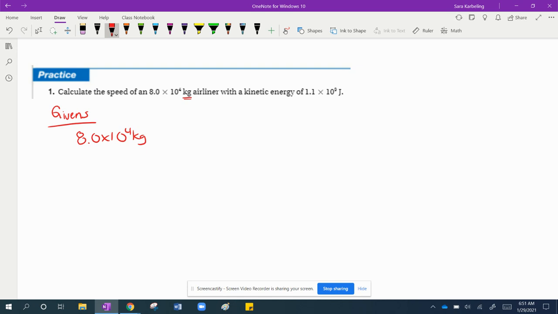That kilograms is going to jog my memory and say, oh yeah, kilograms is a measure of mass. And then this one says that it has a kinetic energy, so that's E sub k of 1.1 times 10 to the 9th joules. Those are the two things I know, and our unknown in this one kind of hit at the beginning of the problem. It says calculate the speed. I'm going to interpret that as a velocity. Remember, speed is just velocity without a direction. So we're going to go ahead and write that as velocity. So those are the things that we know.